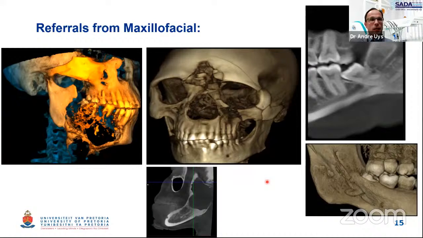We also get referrals from maxillofacial, and most of this is surgical planning of big pathology cases, as you can see here, this pathology on this 3D representation, as well as trauma. Here you can see multiple fractures of the skull. Another image here at the bottom, a sagittal image of the mandible, showing this lesion extending right into the coronoid process, as well as the neck of the condyle. And then, of course, if you want to do removal of wisdom teeth, here you can see a wisdom tooth. That's the same 3D representation of the image above. And you can see the severe curvature of the root of that wisdom tooth.